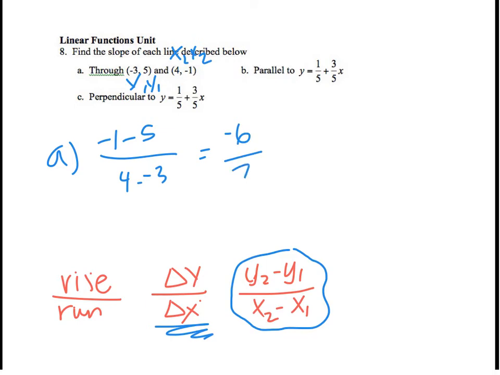Okay, let's look at B. It says parallel to y equals 1/5 plus 3/5 x. Well, parallel means that we have the same slope. If the slope is 3/5 here, my new slope is still going to be 3/5.